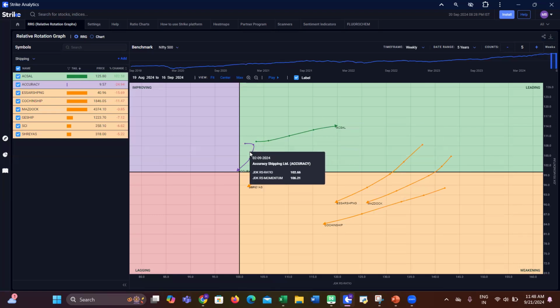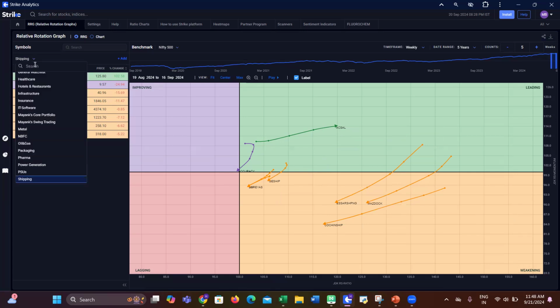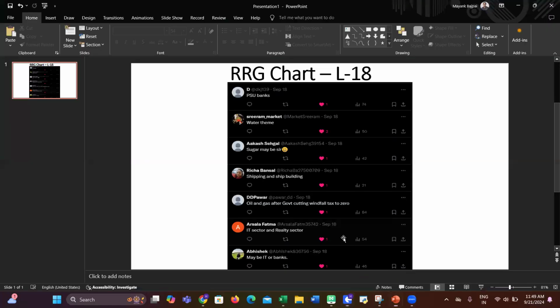Even there is a significant reduction in the RS and RS momentum for Essar Shipping Limited, and it is getting towards lagging. So we need to keep an eye out if there are any turnaround stories going back to leading. And you can subscribe for the RRG chart to look at these further. And then let's go to the next one.